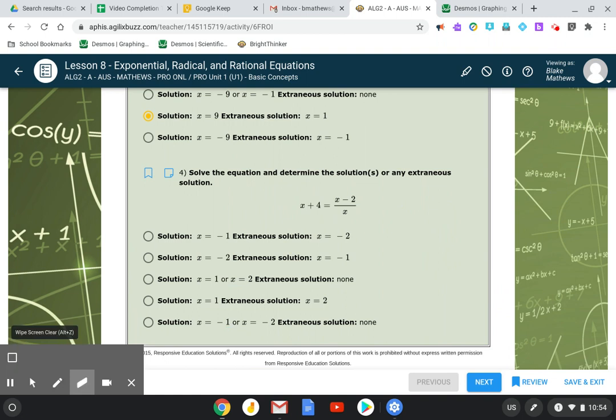Reach out to me if you have questions about number 4. I can send a solution your way. Other than that, that's it for lesson 8.